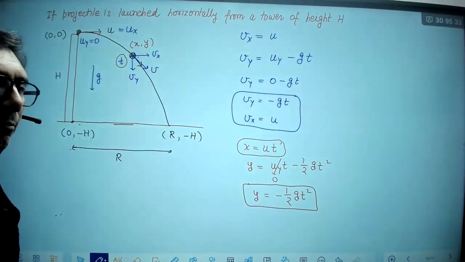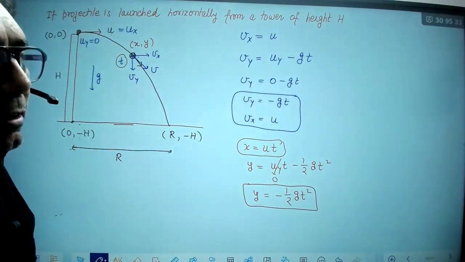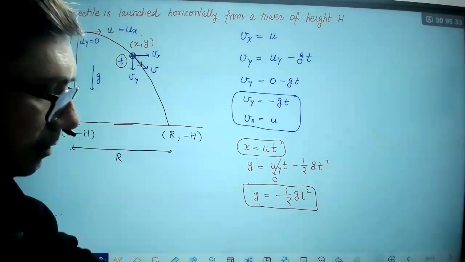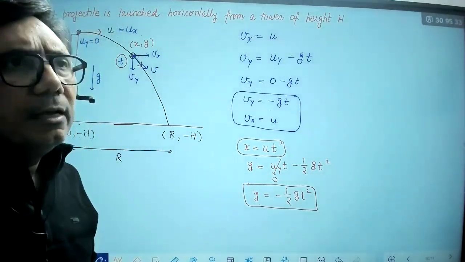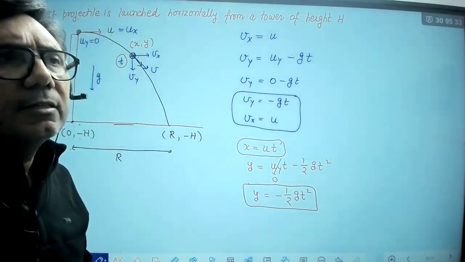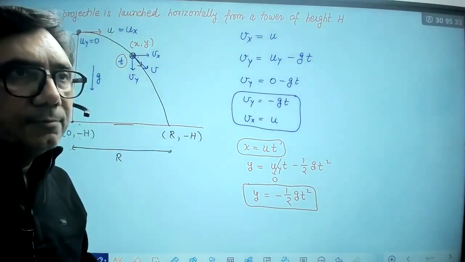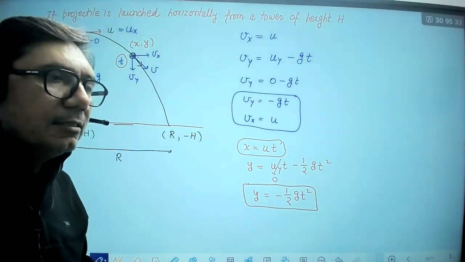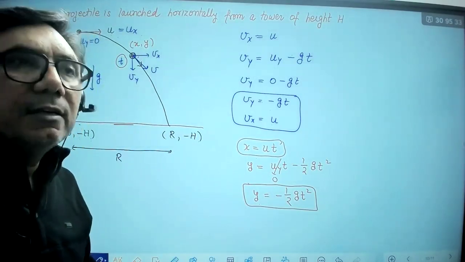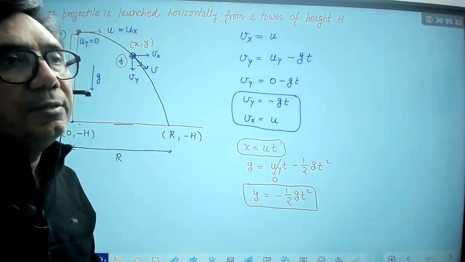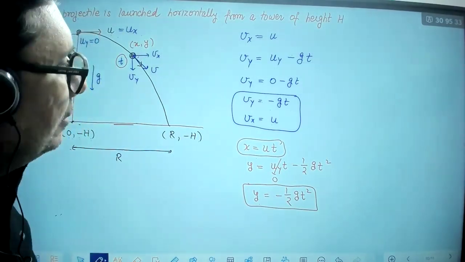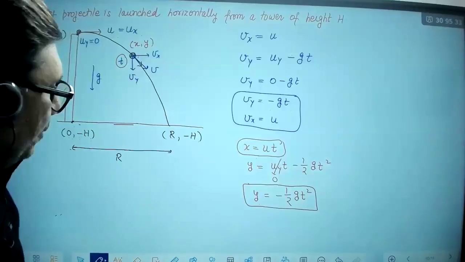So today please go through all these equations, whatever I have discussed. Tomorrow I will complete it, as well as start the relative motion. I will discuss 3 or 4 different cases of relative motion in 1D as well as 2D.